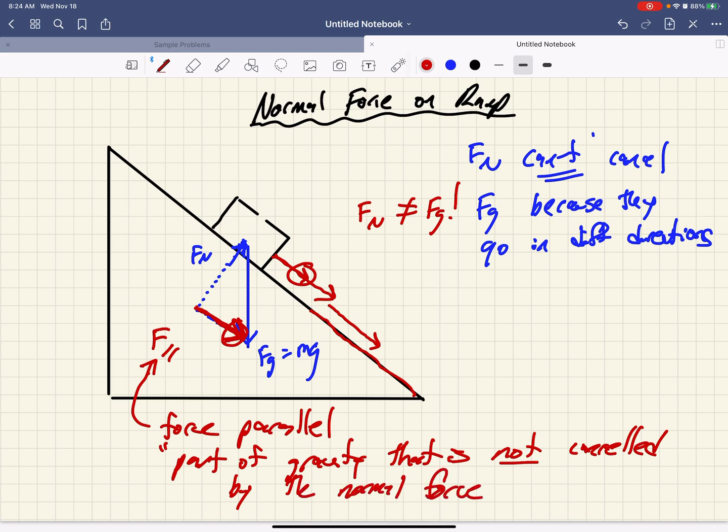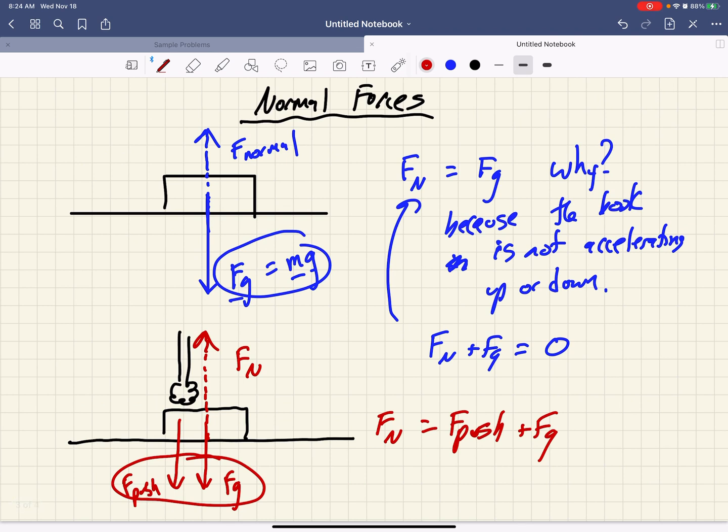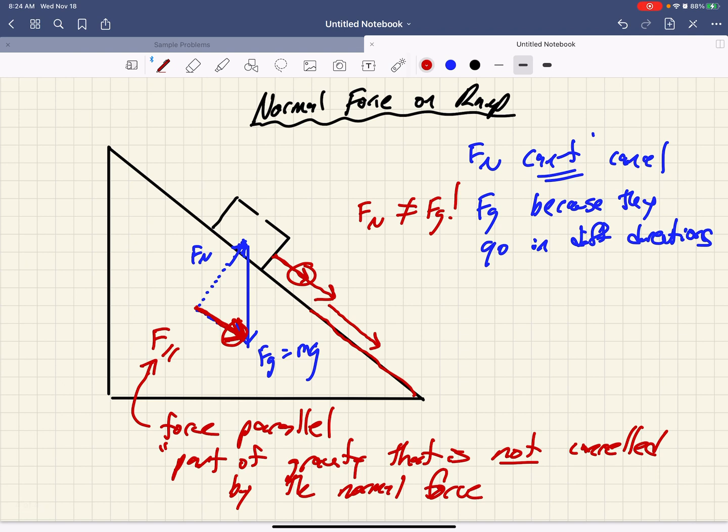Remember that earlier the normal force canceled the force of gravity because they pointed in literally just opposite directions with equal strength, and so this object did not move at all. There was no acceleration here. In this case, the normal force, which was pointed this way, can't possibly cancel out all of gravity because they don't point in the same direction. There's going to be some leftover force. Turns out that leftover force is pointed directly down the ramp, which is why this object starts to accelerate down the ramp. The force parallel is that leftover part, or it's the part of gravity that's not canceled by the normal force.